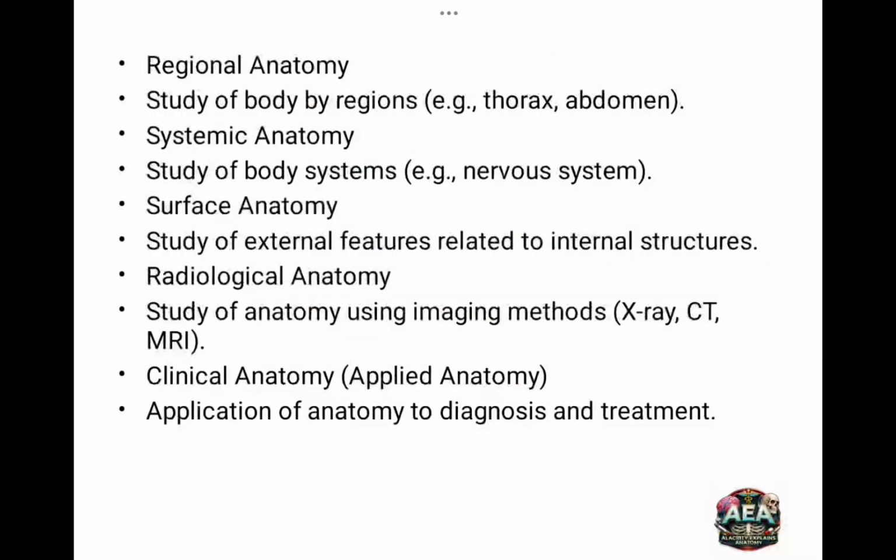Now we have regional anatomy. Regional anatomy is the study of the body in regions: thorax, abdomen, pelvis, like we said earlier. For systemic anatomy, you are studying the body systems. For example, you study the nervous system: the brain and the spinal cord. You study the cardiovascular system: the blood vessels and the heart.